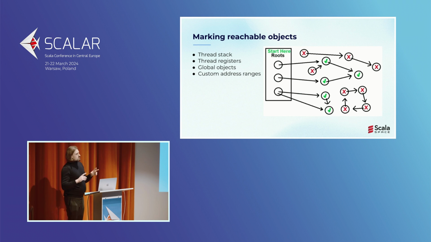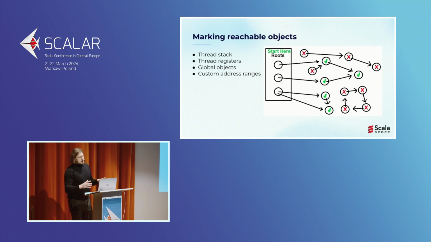These are objects that can be found in some well-defined places. This might be, for example, local variables on the stack of a thread, or registers, because references to objects might be passed to function calls in registers. Later, this might be some global objects or some custom areas that were hinted by the users.